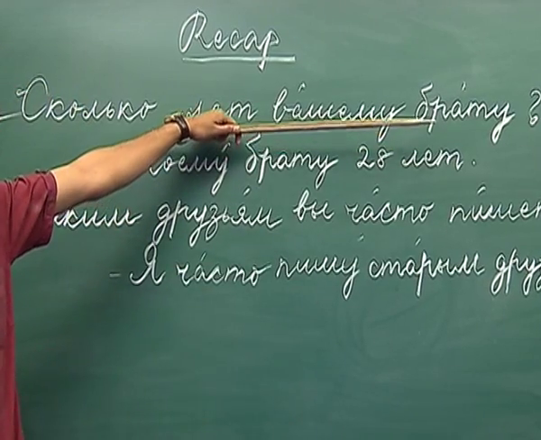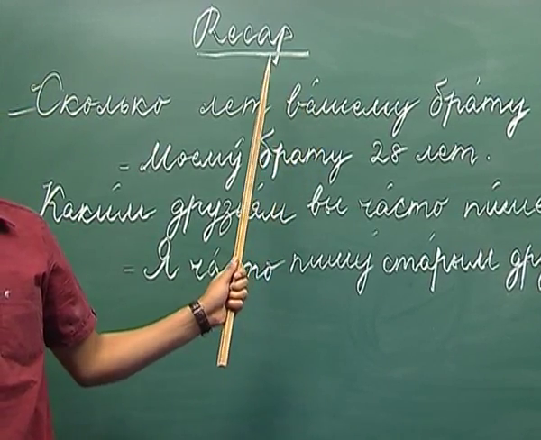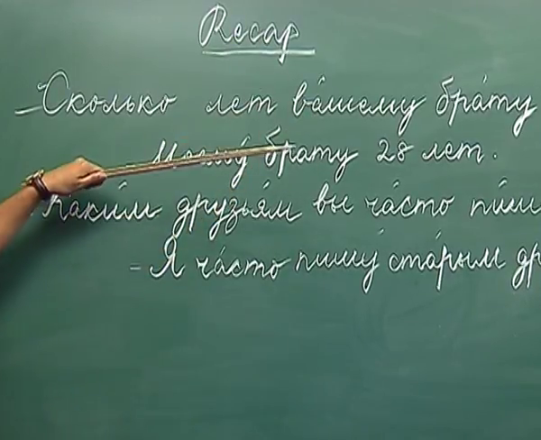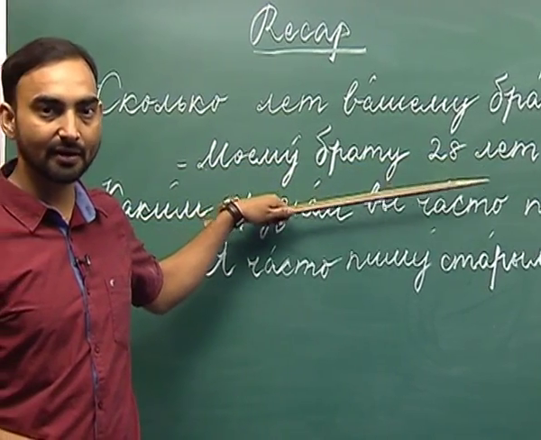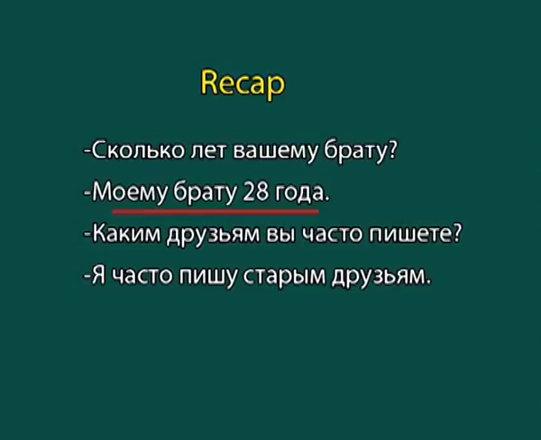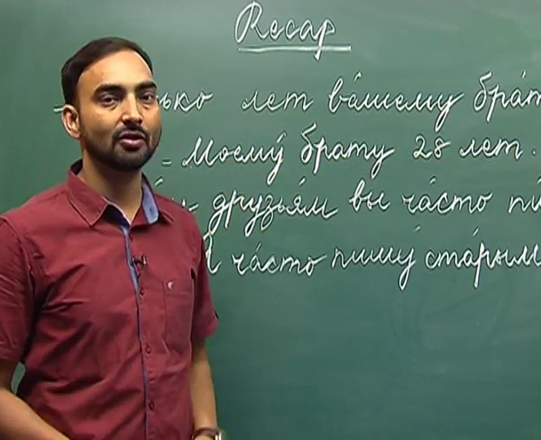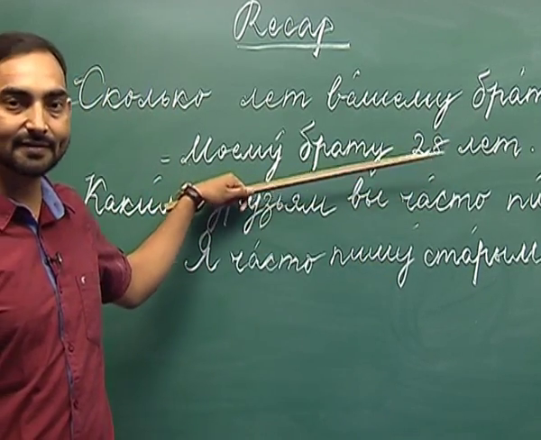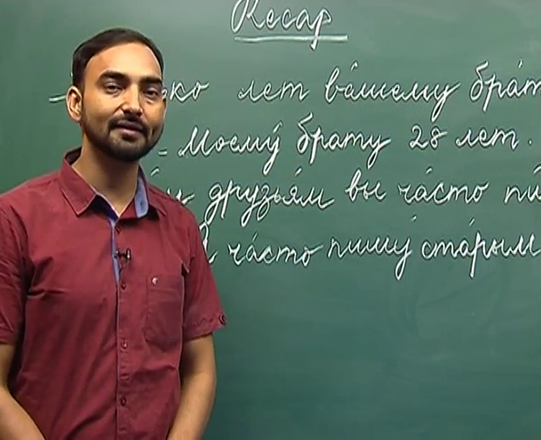Here, as you can see, we have used the noun brat and vash, which is the possessive pronoun, in the dative case. And how do we answer? Again we use the dative case plus the cardinal number, and the form of goth, year. Моему брату 28 лет. My brother is 28 years old. Had it been 24, we would have used 24 года. Had it been 21, we would have used 21 год.